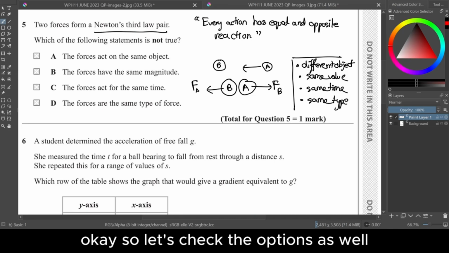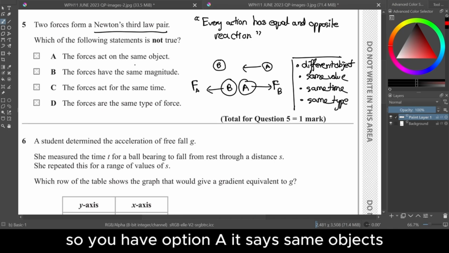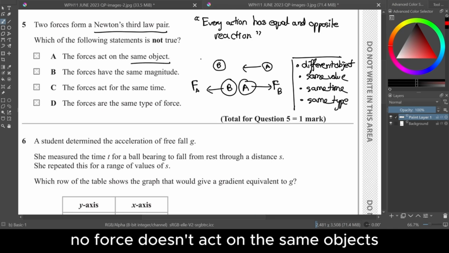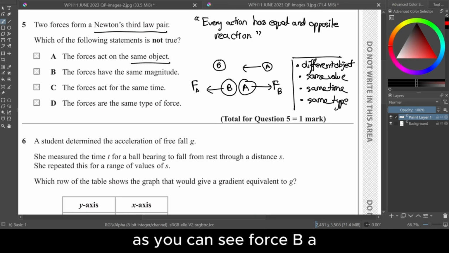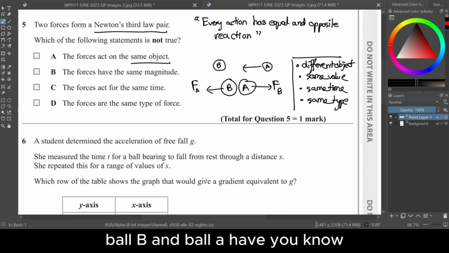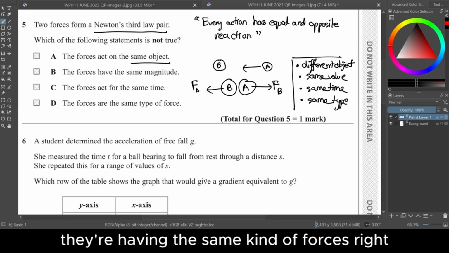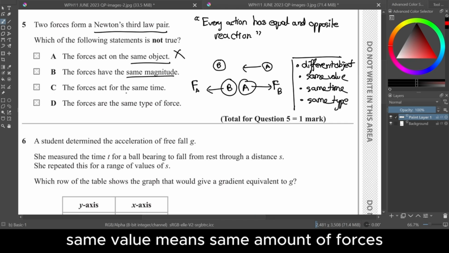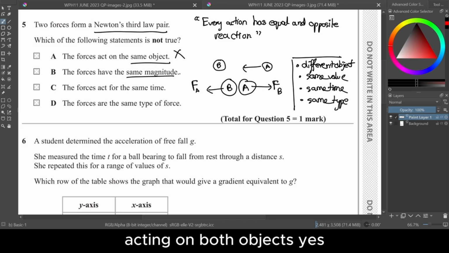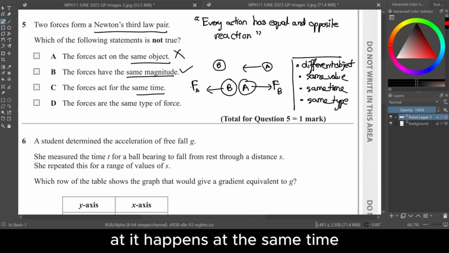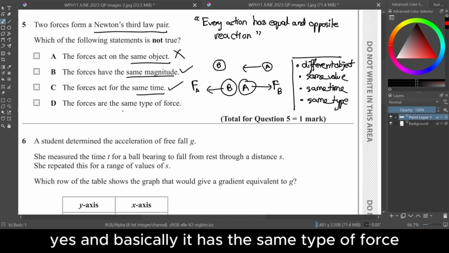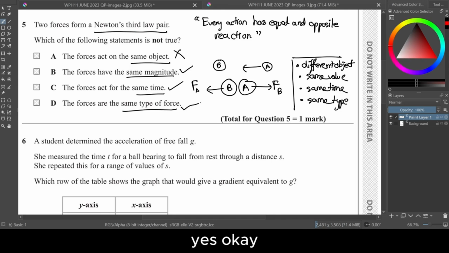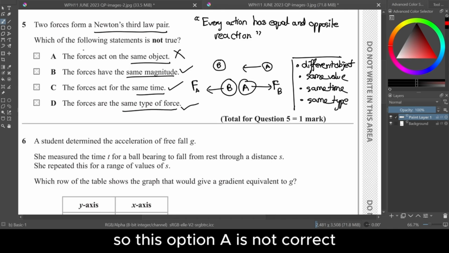So let's check the options as well. Option A says same objects. No, the forces don't act on the same objects. As you can see, ball B and ball A are different objects, and they have the same kind of forces. So option A is incorrect. They have the same value, meaning the same amount of force acting on both objects. Yes. It happens at the same time. Yes. And it has the same type of force. Yes. Okay, so option A is not correct. So option A is your answer.